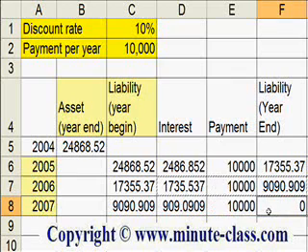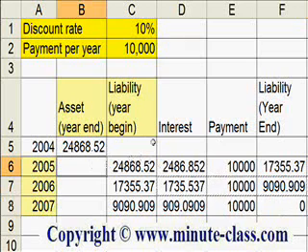So you can see that at the end of 2007, we have paid all of our liability. We don't have liability anymore. So this is how we amortize the liability.